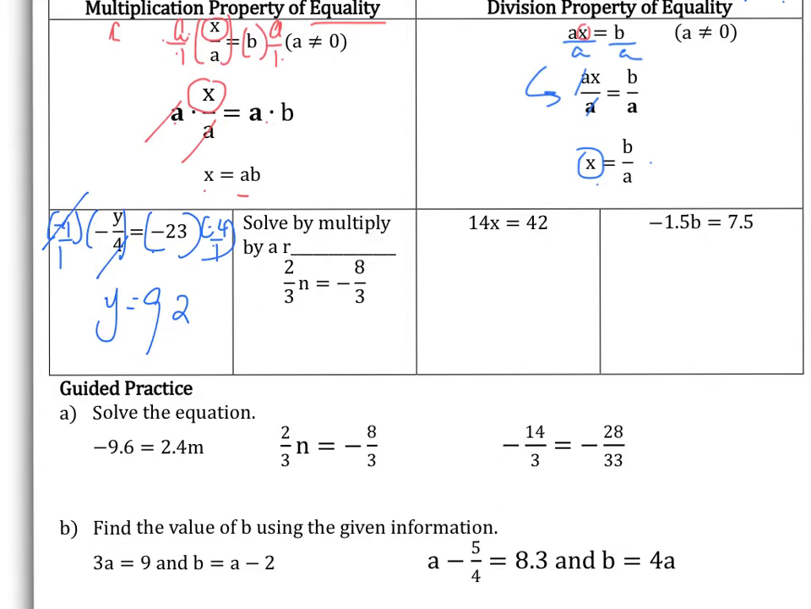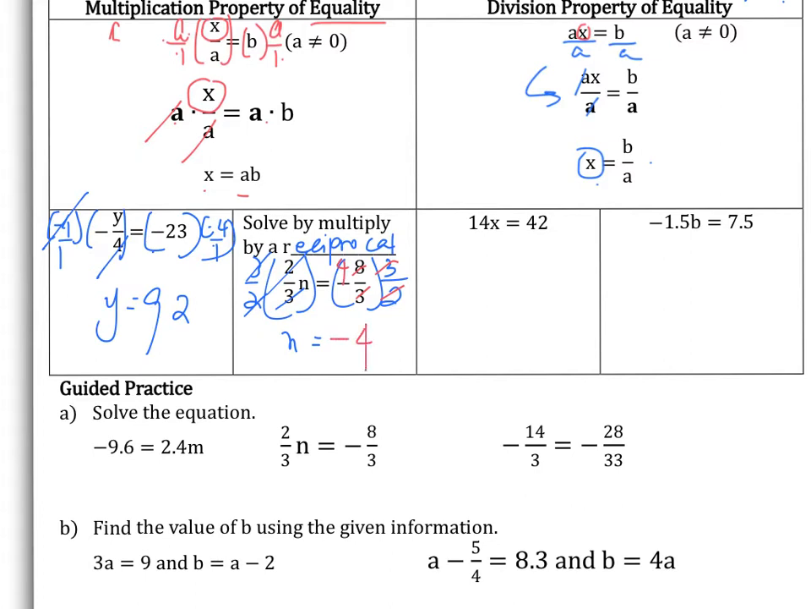And for the next one, solve by multiplying by a reciprocal. So say the reciprocal of 2 over 3 is 3 over 2. Cancel out the 3. So we get negative 4.